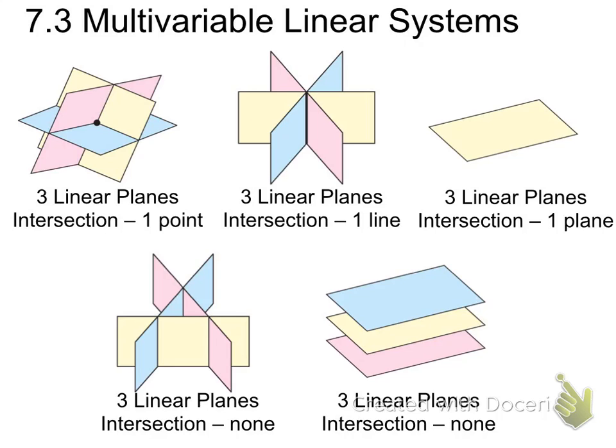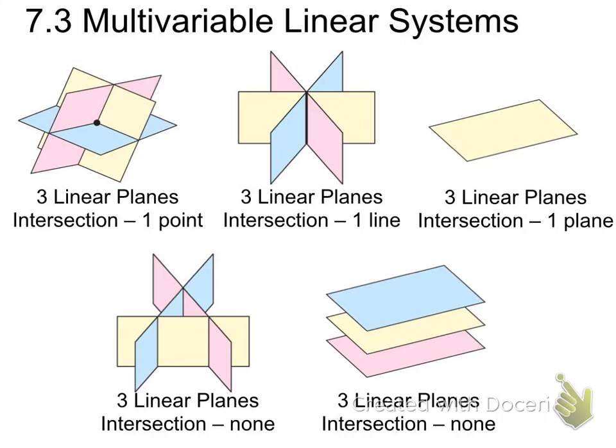Okay, so the first picture shows three different planes that would intersect at one point. So their solution is that one point in the corner that they would have in common. The second picture is where three planes intersect on a line. So it could be any point on that line. So there are multiple solutions. There are actually an infinite amount of solutions on that one line.